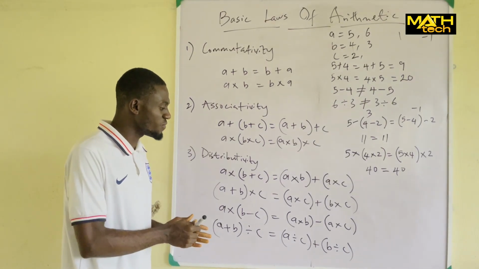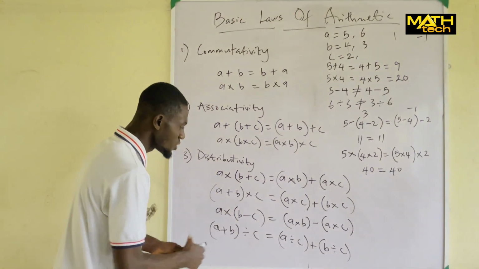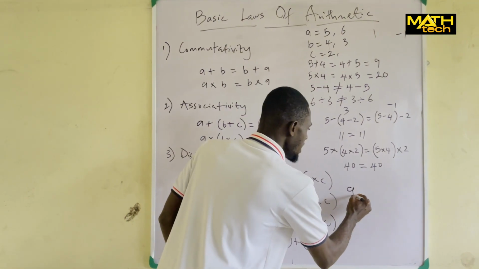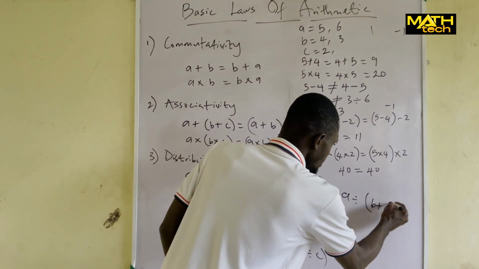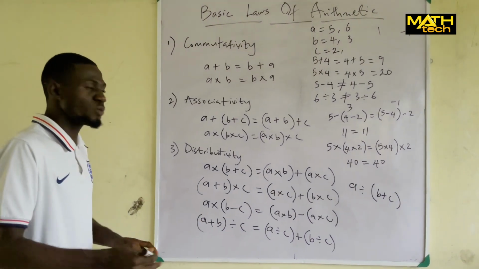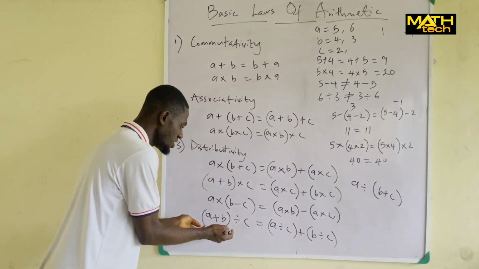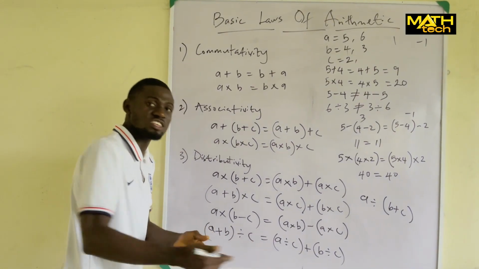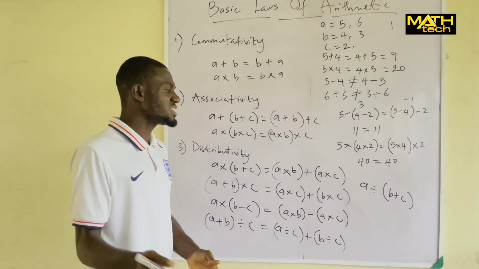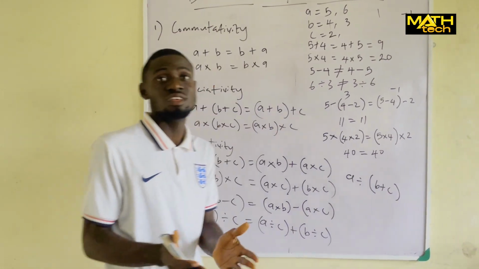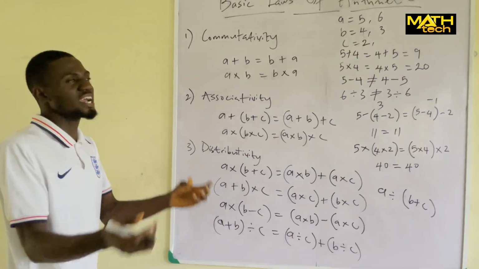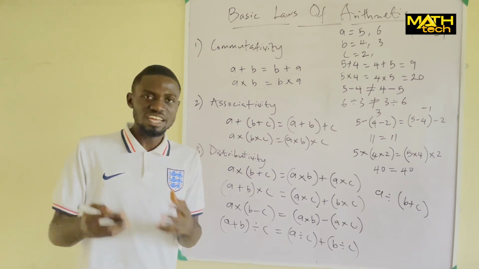When I mean the left hand side, I'm talking about the case where we are having A divided by brackets B plus C. But in the situation where we are having A plus B divided by C, it is distributive. In the situation where we are having A divided by brackets B plus C, it is not distributive. So you can just check out your values, solve, and get your results.